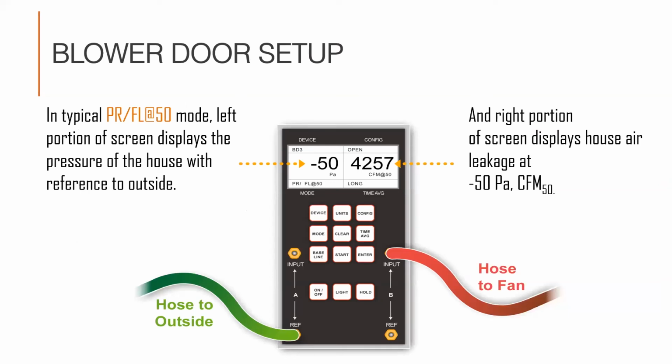At this point, the blower door is running. We have the house at negative 50, and the manometer is telling us that the house is leaking 4,257 cubic feet at 50 Pascals. That's it. That's the house air leakage rate. Pretty cool, huh? But what does that really mean?